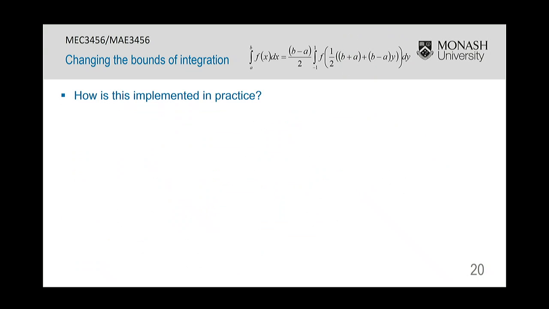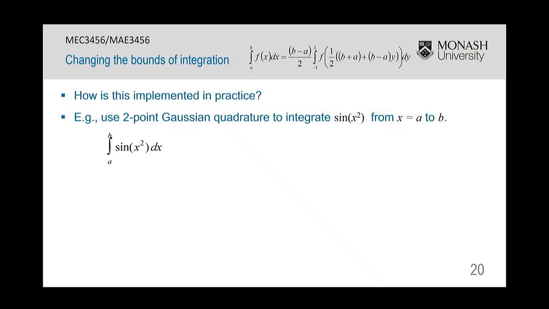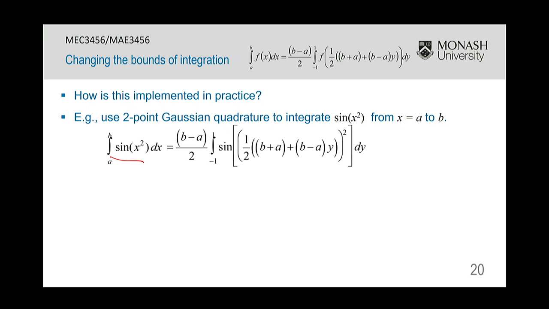How do we implement this in practice? Well, I'll do this by way of a simple little example. Let's use two-point Gaussian quadrature to integrate sine of x squared from x equals a to b. So that's the integral that we want to calculate. This is the formula that we've got up here. You need to know how to derive this potentially for the exam.